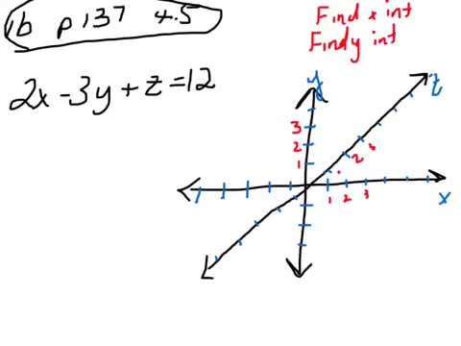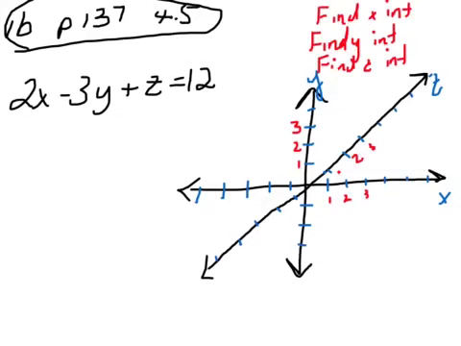Find the z-intercept. The z-intercept would just be where the graph crosses the z-axis, which I've drawn in. If you think about it, your x is your horizontal, your y is your vertical, and that z-axis is kind of giving you the depth perspective of this 3D equation, if you want to think of it that way.